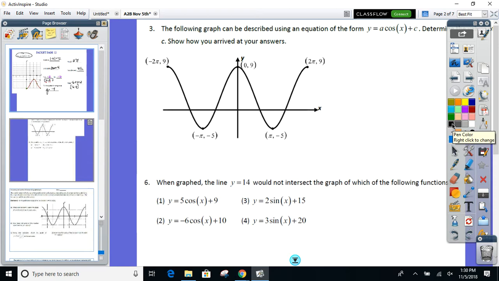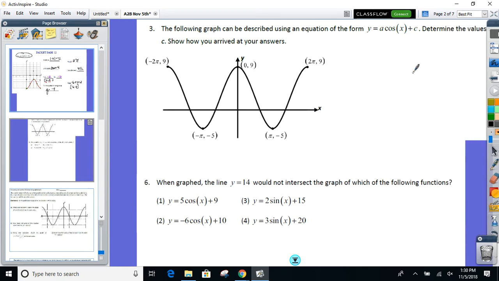I have graphed cosine for you. It's got a certain amplitude, and I shifted it a certain number of units. I want you to find that amplitude and the shift just based on the graph I've given you. On the front of your packet, you should have 2 formulas I had given you on Friday on how to find those values.